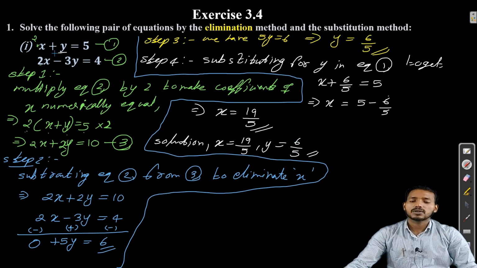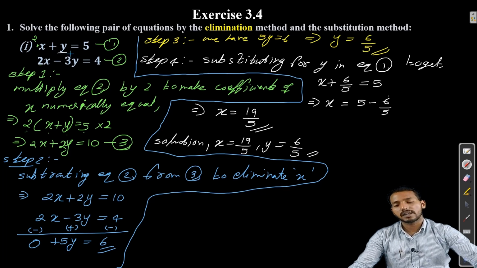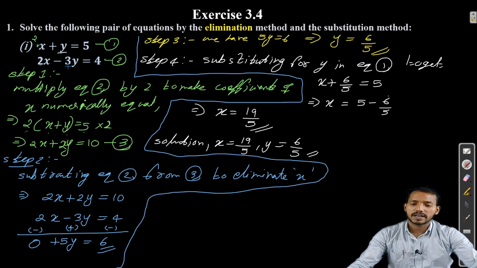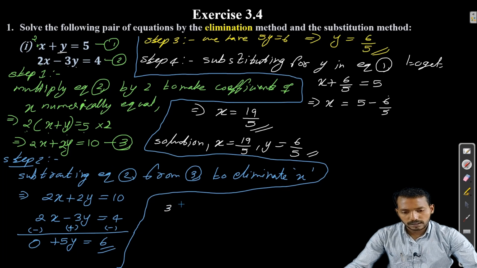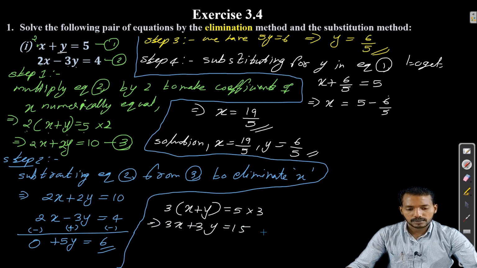Clear? You can also make the coefficient of y equal. How? Here it is minus 3y in equation number 2. So just multiply equation 1 by 3. So you will get 3 into x plus y is equal to 5 into 3, which implies 3x plus 3y is equal to 15. So this is also another equation we will get.